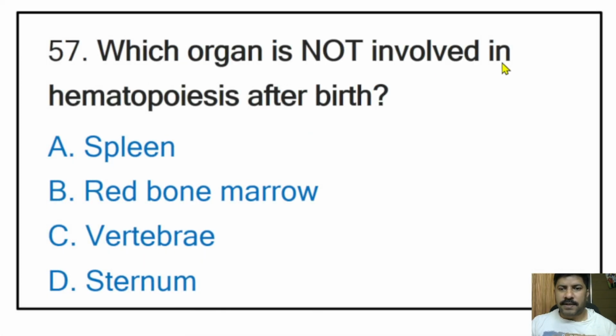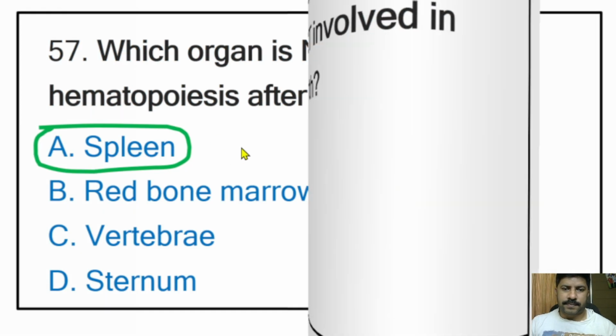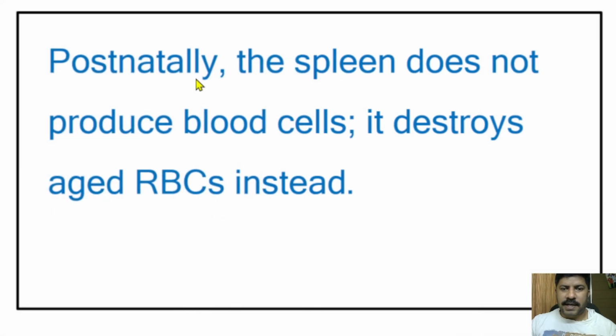Which organ is not involved in hematopoiesis after birth? Spleen, red bone marrow, vertebrae, sternum. Correct answer is spleen. Vertebrae and sternum are flat bones, and they also are involved in hematopoiesis. But after birth, the spleen is not involved in hematopoiesis. Postnatally, the spleen does not produce blood cells. It destroys aged RBCs instead.